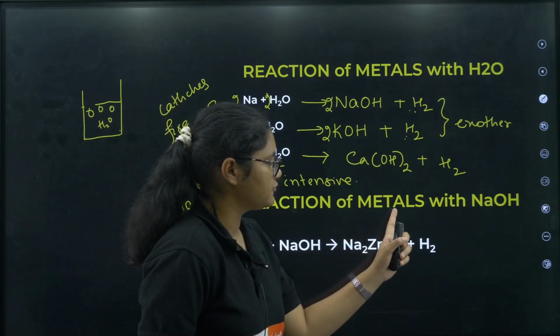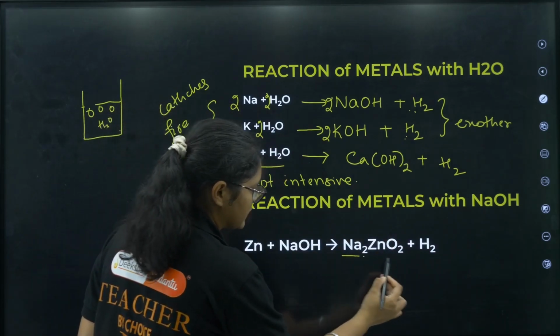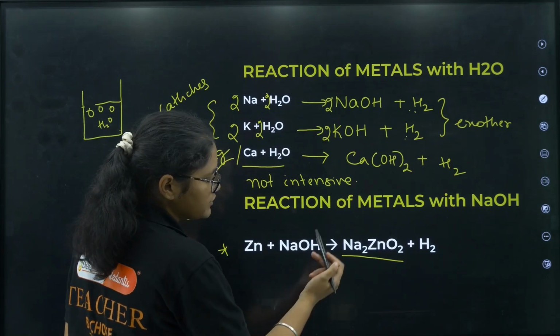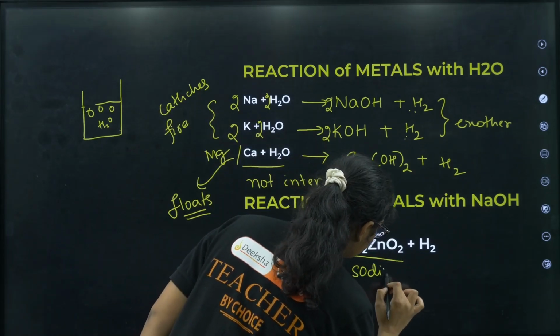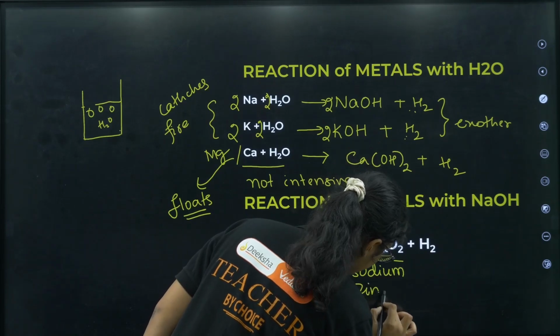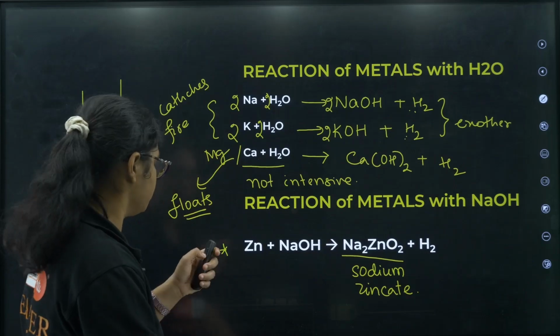Next, coming to reactions of metals with sodium hydroxide, a very important reaction, and many of you make mistakes in this product. Zn plus NaOH will give you Na2ZnO2 plus H2. This is called sodium zincate, a well known oxide of sodium.